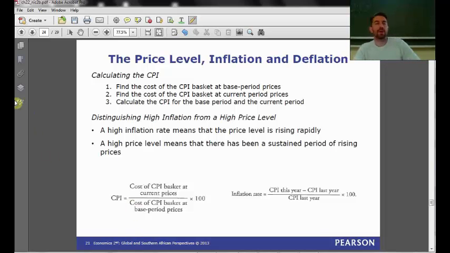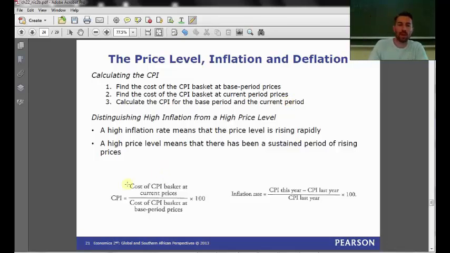So how do you calculate the CPI? The first thing you do is you find the cost of the basket, and you find the cost in whatever you are going to choose to be your base year period. Then you find the costs of that same basket at prices in the current period or any other period other than your base year period. And you can calculate the CPI for the base period and then for any current period or prior period to the base year as well.